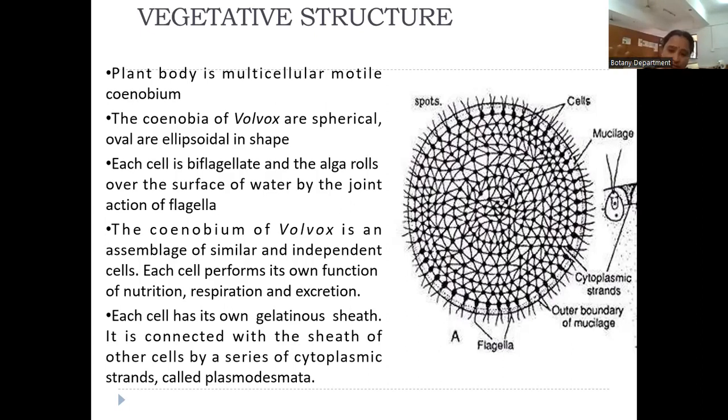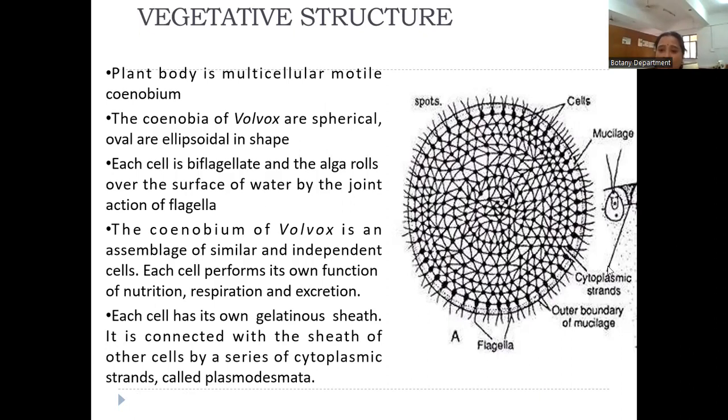This is the structure of Volvox. In Volvox, you can observe this picture. Each and every vegetative cell of Volvox is similar to the Chlamydomonas species. You know Chlamydomonas species? Many cells are there, but each and every cell's structure is similar to the Chlamydomonas species. See this one.